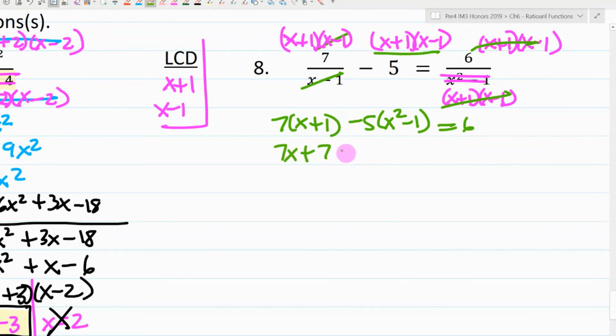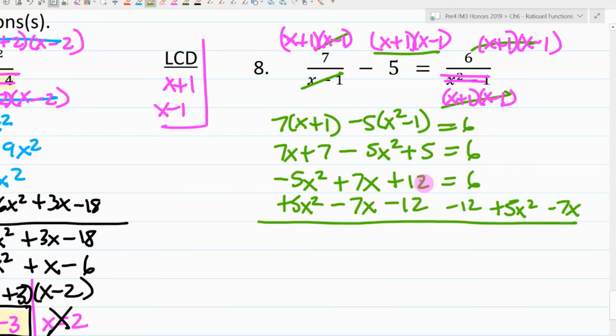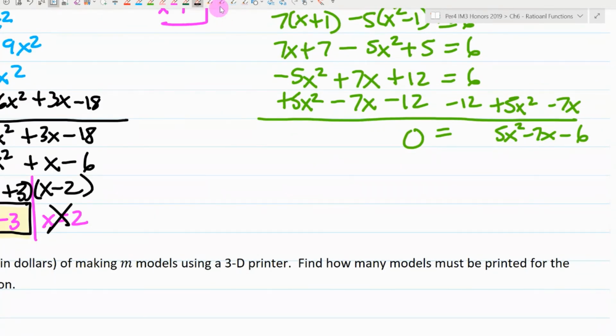So 7x plus 7 minus 5x squared plus 5. So negative 5x squared plus 7x, 7 plus 5 is plus 12. We're going to move everything, all of these, that way. So I'm going to add 5x squared. I'm going to subtract 7x. And I'm going to subtract 12. When I rewrite them, I'm going to put them in order. So this side's 0. I'm going to put the 5x squared first, minus 7x, and then 6 minus 12 is minus 6. We have to factor this.